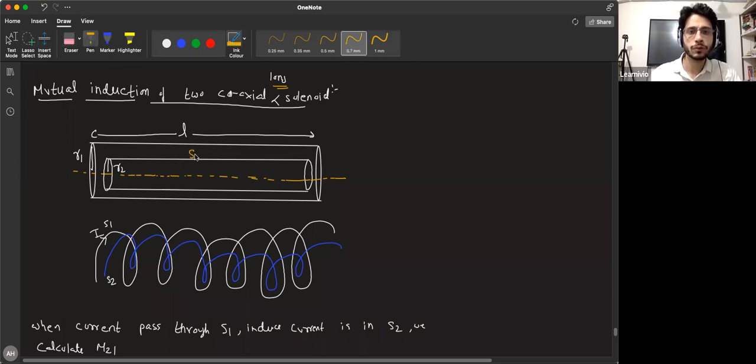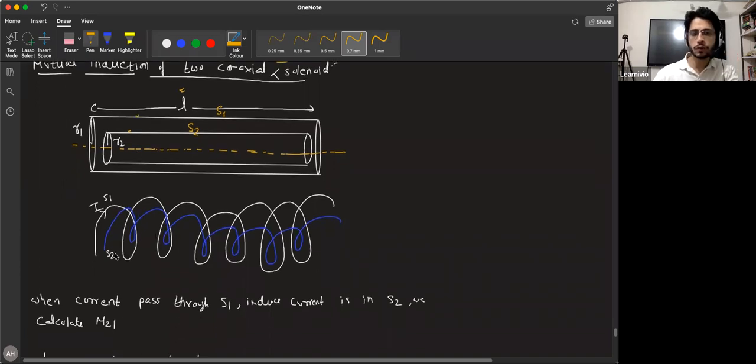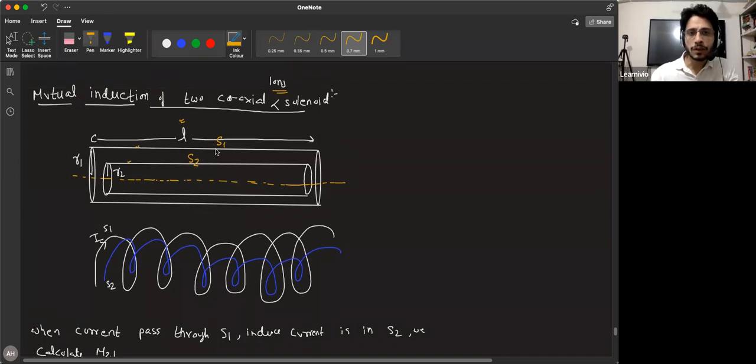Solenoid S2, solenoid S1. So the radius of the outer solenoid is R1, the radius of the inner solenoid is R2, and the length of the solenoid is l. You have to calculate the mutual induction of one solenoid with respect to another. Or you can see it this way also. This is solenoid S2 and the outer one is solenoid S1. Let's first pass current through the outer solenoid. If this current is changing, then this changing current will induce some current in the inner solenoid.